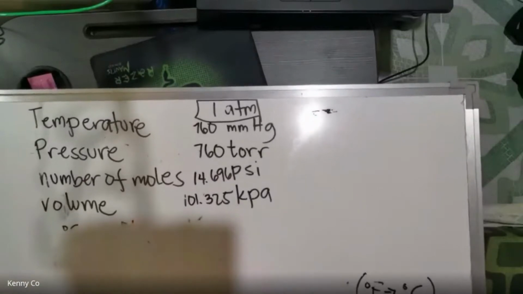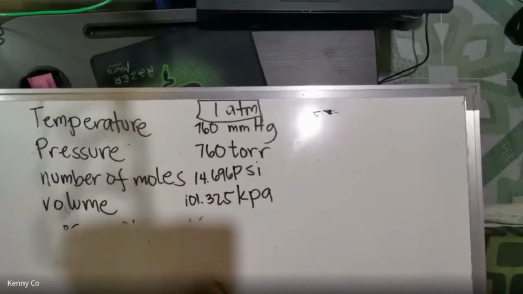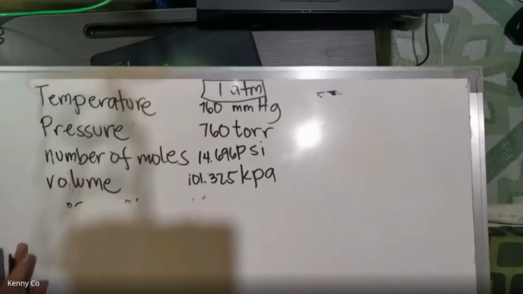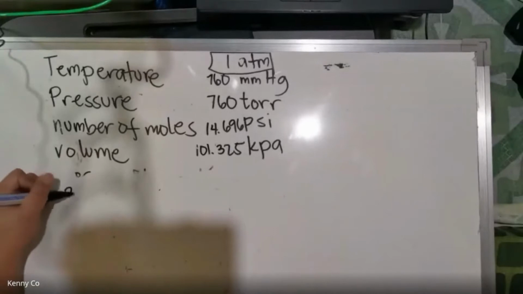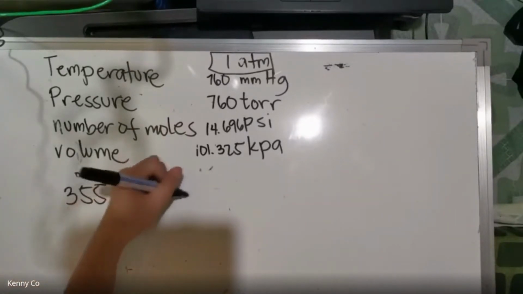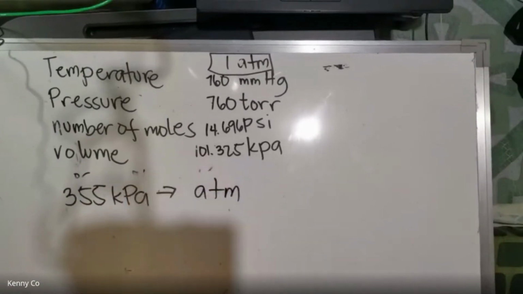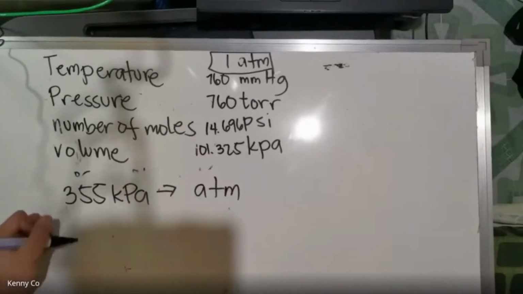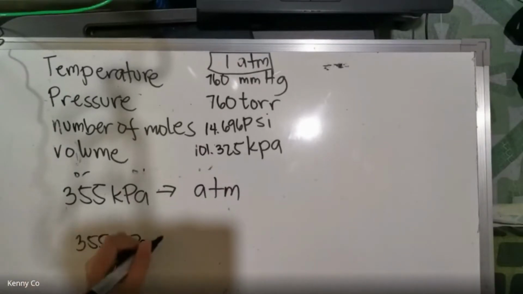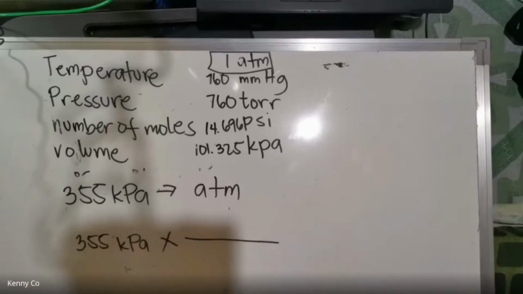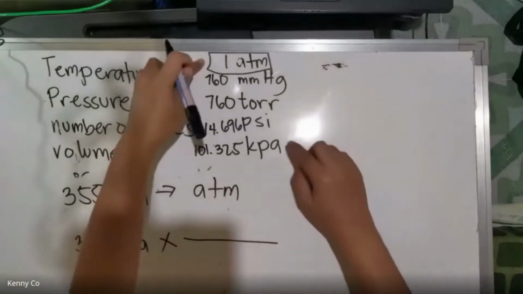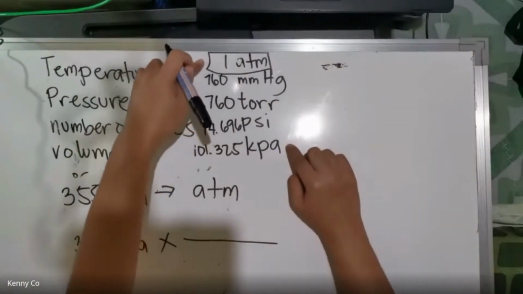So let us have an example. For example, ang given sa inyo ay 355 kilopascal. And then we have to convert this to atm. Now, using our given 355 kilopascal, next is we are going to get the conversion. So, since ang involved dito ay si atm at kPa, kukunin natin yung values nila.